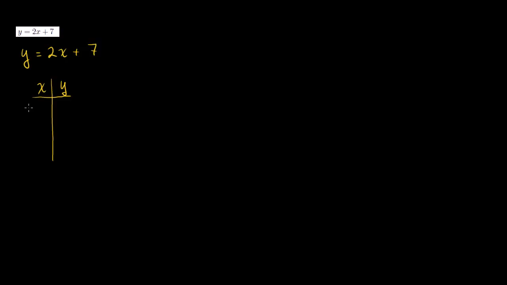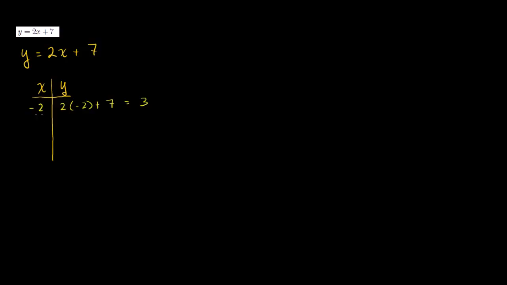So for example, let me start really low. If x is equal to negative 2, what is y? Well, you substitute negative 2 up here. It would be 2 times negative 2 plus 7. So this is negative 4 plus 7. This is equal to 3.